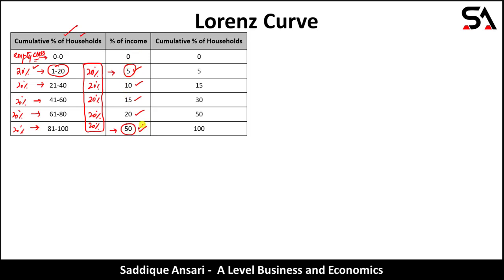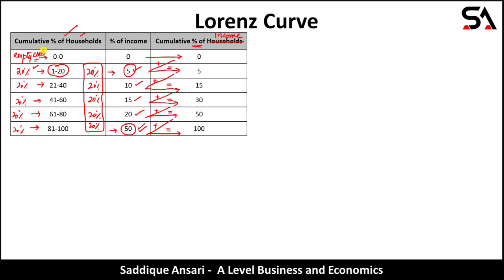Now what we have to calculate is cumulative percentage of income. So we start from the first value, it is 0. 0 plus 5 is equal to 5. It is just like we are calculating cumulative frequency. 5 plus 10 will be equal to 15. 15 plus 15 will be equal to 30. And 30 plus 20 will be equal to 50. And 50 plus 50 will be equal to 100.